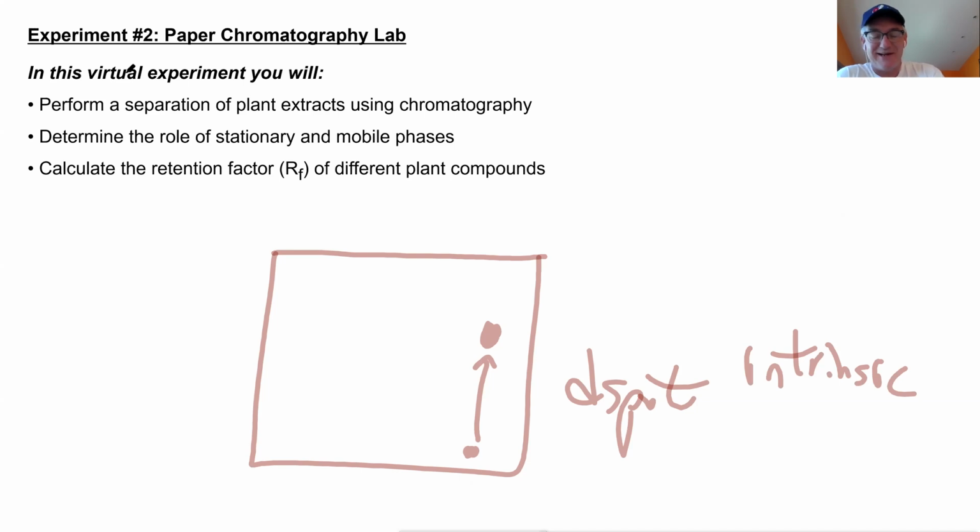Okay. Do we have any other votes? Like your way of thinking? Whatever the distance a spot moves, the ratio would be the same. What ratio? The distance between the spot and the distance between the solvent.